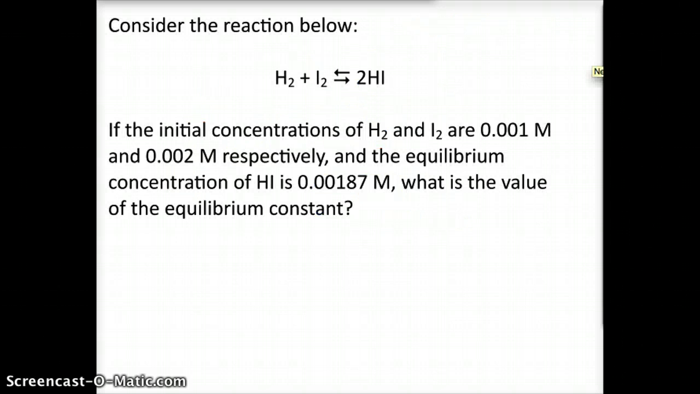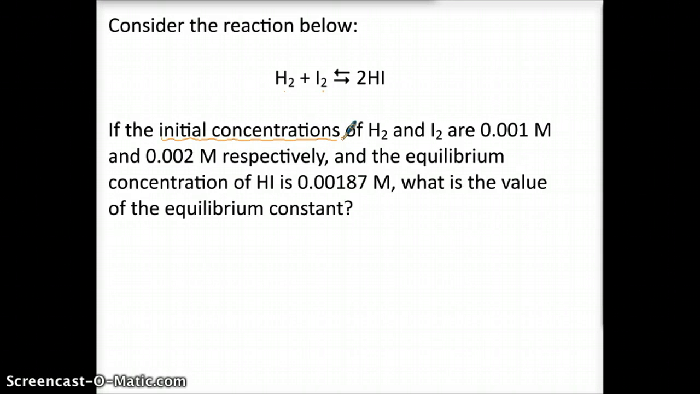Number one, consider the reaction below. H2 plus I2: hydrogen gas reacts with iodine gas to produce hydroiodic acid, HI. A bunch of information is given. First big key when you're solving these problems is to read carefully. Take your time to think about the information that is given before you try to solve for anything in particular.